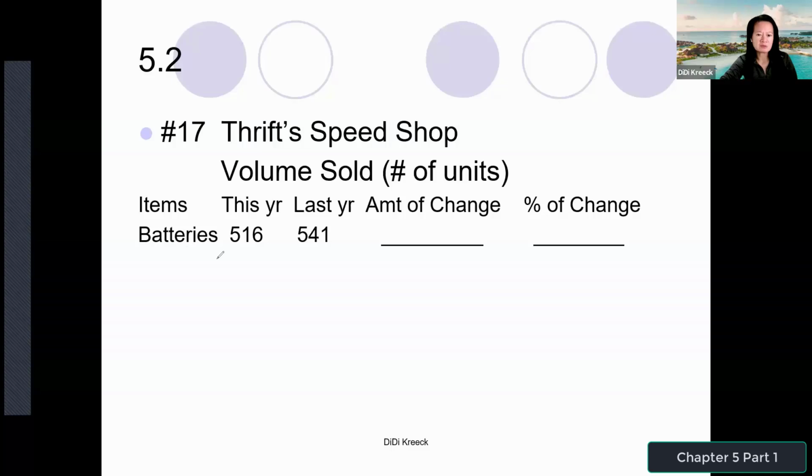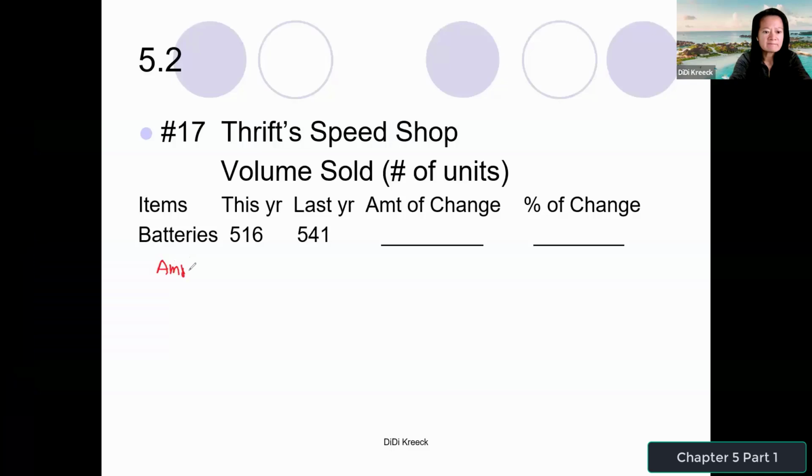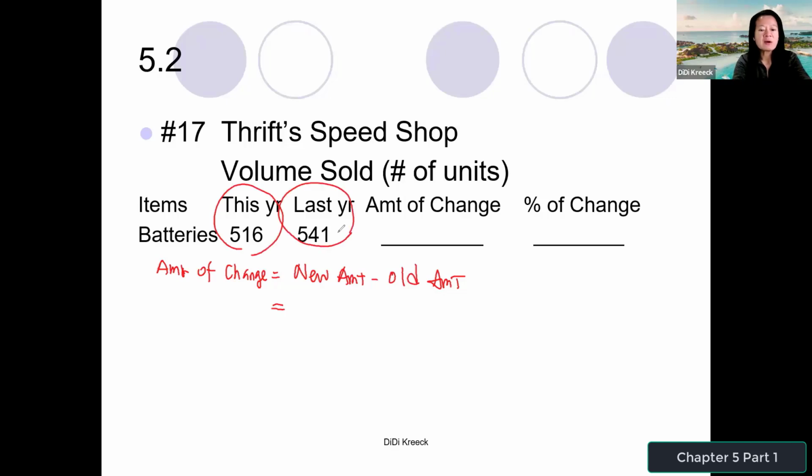Okay, they are selling batteries, and this year they sold 516. Last year they sold 541. Okay, so we want to find the amount of change and the percent of change. Okay, so we say amount of change equals new amount minus the old amount. Right? So for the new amount, we have the amount this year and the amount last year. The amount this year will be our new amount. So 516 minus the amount from last year, 541.